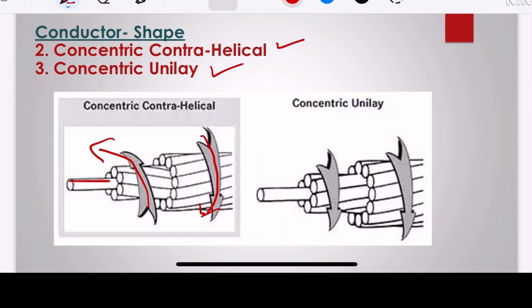And in another example you see there is a strand of the conductor and over it there are other strands of conductor, and over it there are another strands of conductor, but all are facing in the same direction. In concentric unilay all the strands are twisted in the same direction, layer by layer. Then that cable conductor arrangement is called concentric unilay.